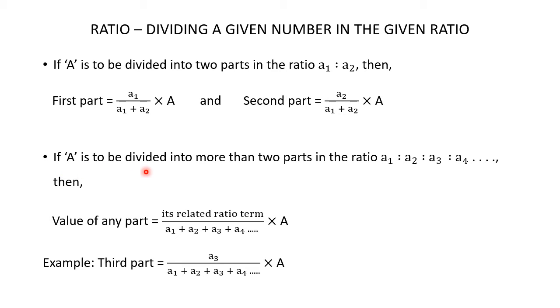If A is to be divided into more than two parts in the ratio A1 is to A2 is to A3 is to A4 and so on, then value of any part is equal to its related ratio term divided by A1 plus A2 plus A3 plus A4 and so on multiplied by A. For example, if you have to find the value of the third part, then the third part is equal to A3 divided by A1 plus A2 plus A3 plus A4 and so on multiplied by A. Understand this concept very clearly because this is used while solving many problems in ratio and proportion.